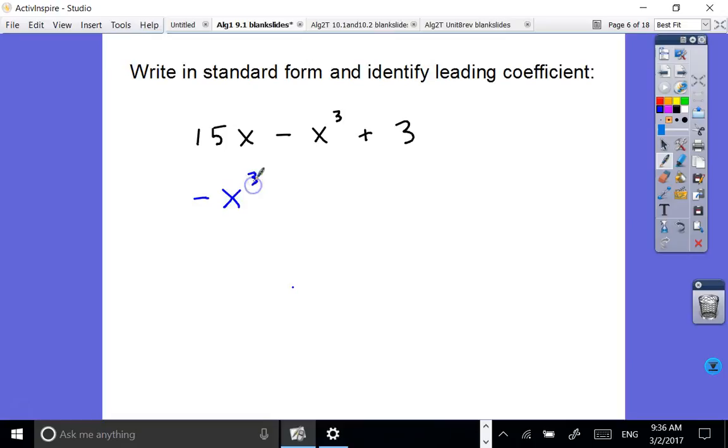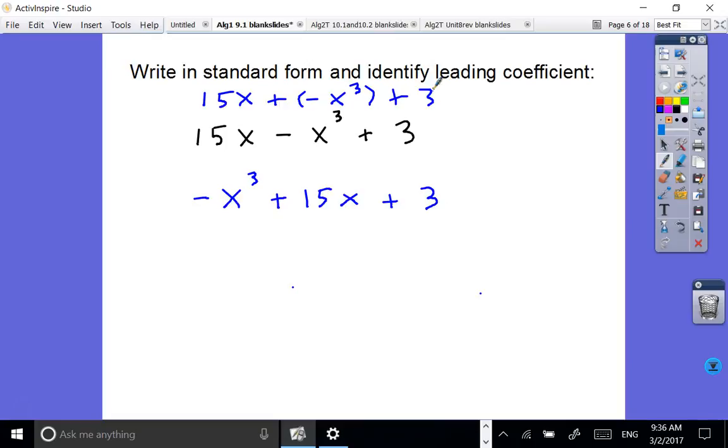Which term should be next? The 15x, because that's the next highest power of x. And it's a plus. And then the plus 3. Could you see the negative right here? That is the sign of the term. If you want to, you could do it like this, right? We know what the definition of subtraction is: 15x plus negative x to the third plus 3. If you think of it like that, then clearly the first term is negative x to the third.